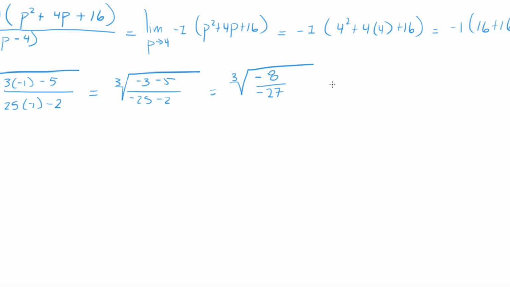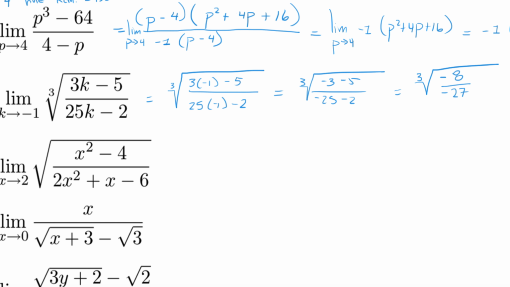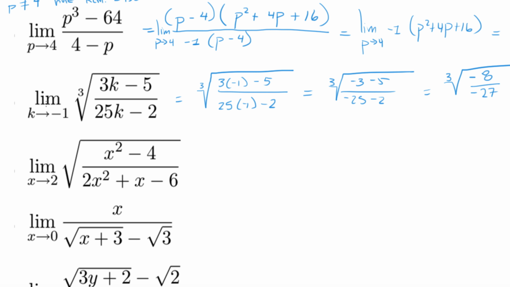Now, the cube root of a division is the same thing as the division of cube roots. What is the cube root of negative 8? It's negative 2. What is the cube root of negative 27? It's negative 3. So 2/3. Now notice that negative 1 is defined on this function. Therefore, at negative 1 it is continuous. So when k equals negative 1, you have continuity.